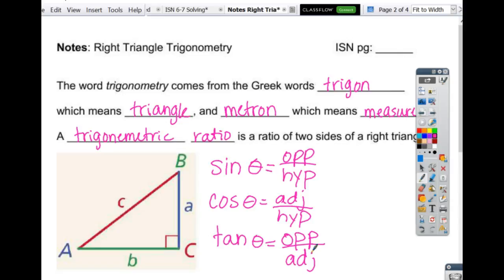So, first of all, angle A, the side across from angle A is A. Angle B, the side across from angle B is B. And across from the right angle is C, and that's the hypotenuse. So, if I was given A and B, and I needed to find angle A, what would I use?